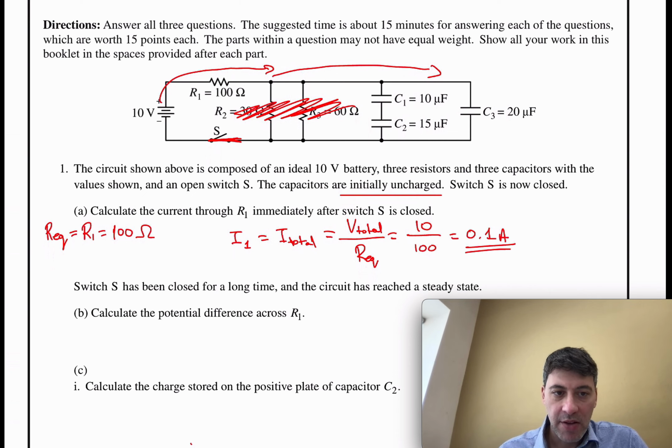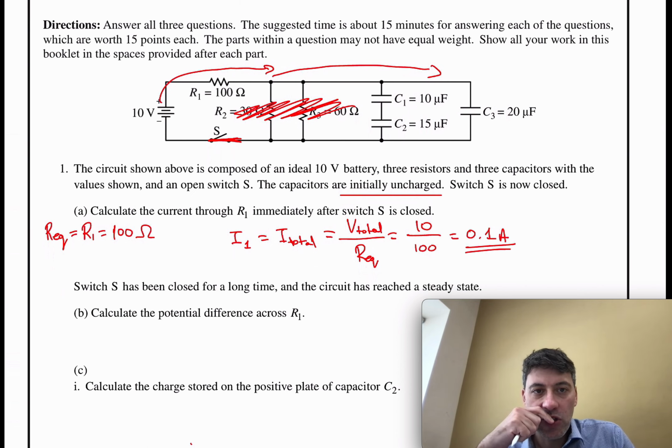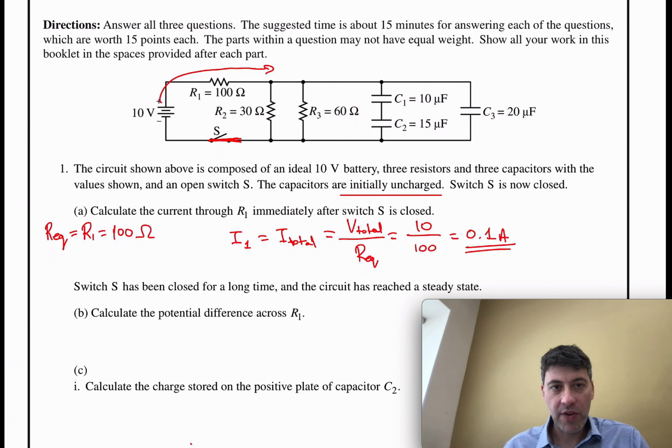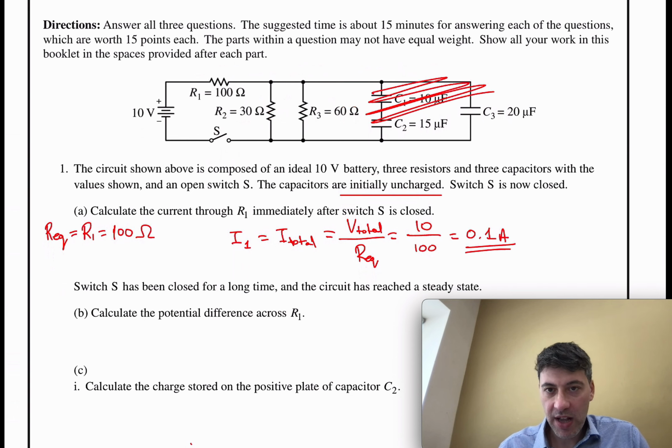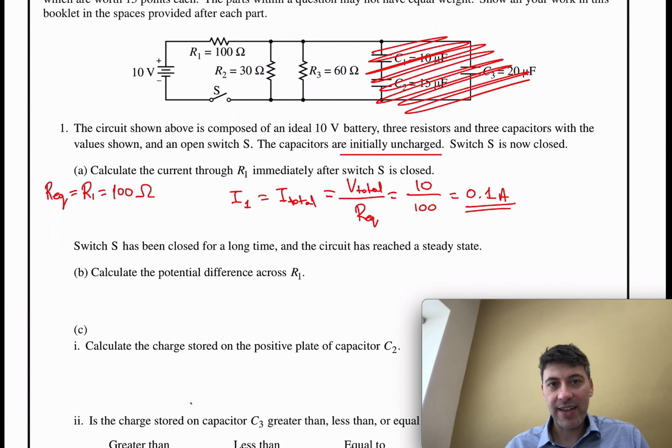And we continue to part B, where it tells us that this switch has been closed for a long time, the capacitors are fully charged, the circuit has reached the steady state, and we need to find the potential difference across R1. Now, the current will not be the same, so we need to find the new value of the current 1 in order to find the potential difference through R1. Since the capacitors are fully charged, it means that there is no current through the capacitors, all the current flows through the resistors, but we need to find the total resistance, the equivalent resistance, starting with the two resistors that are in parallel.